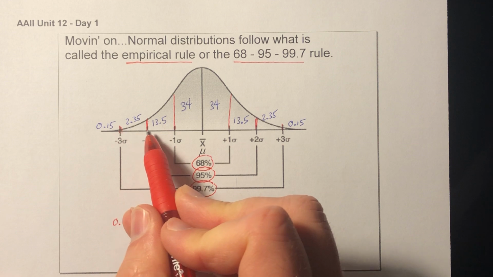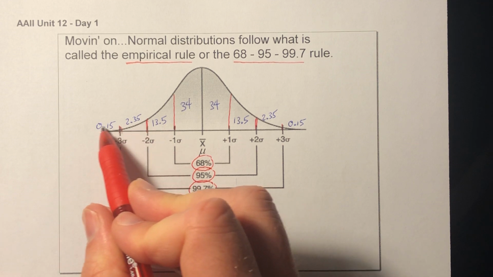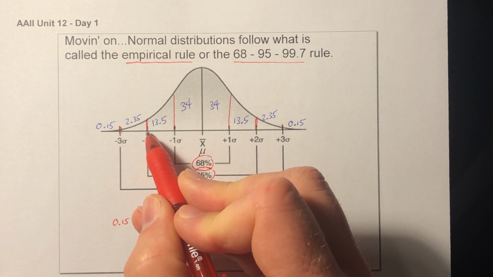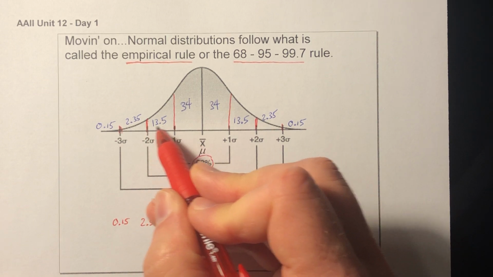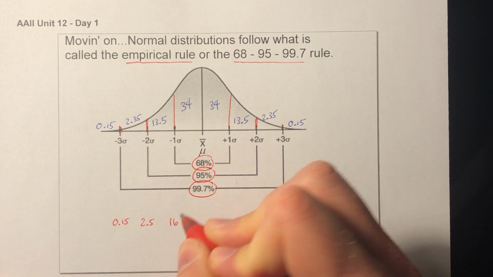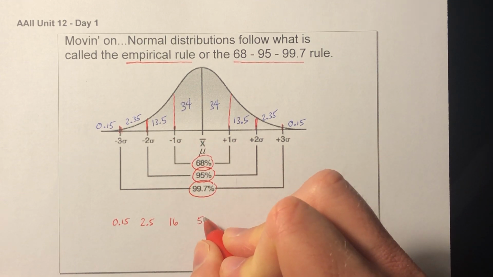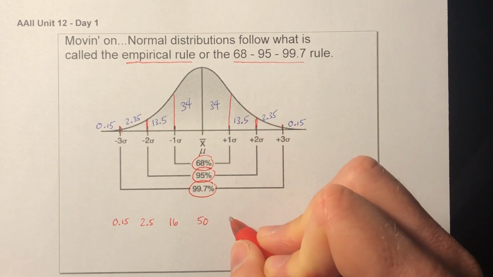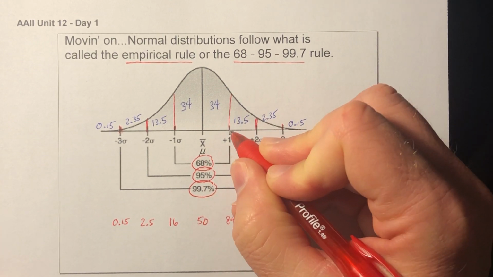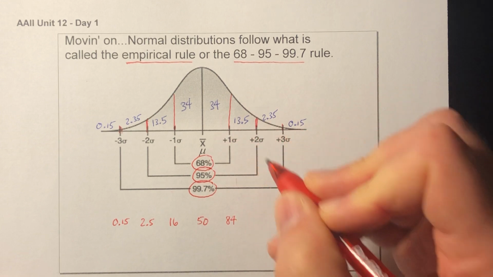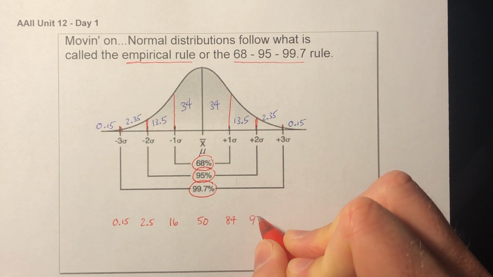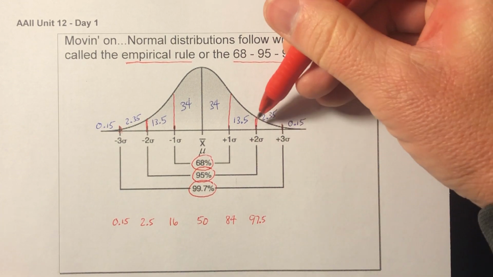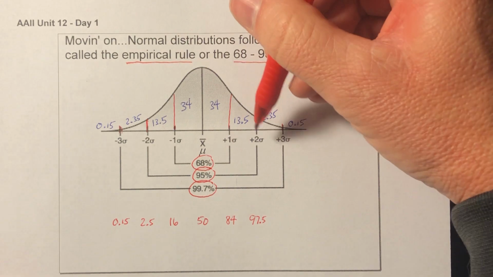If we're here, we would have to add up everything to the left. So that would give us 2.5. If we're here, add up everything to the left, we're at 16. If you're right smack in the middle, 50%. If we're here, we add that 34, as you can see, we're now at 84 percentile. If we're here, we're at 97.5 percentile.